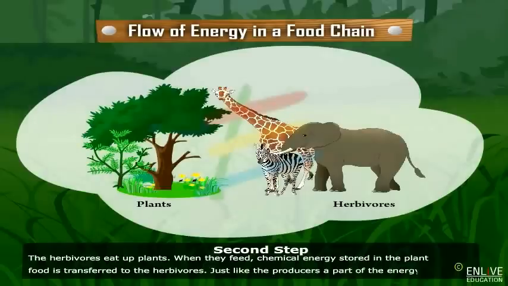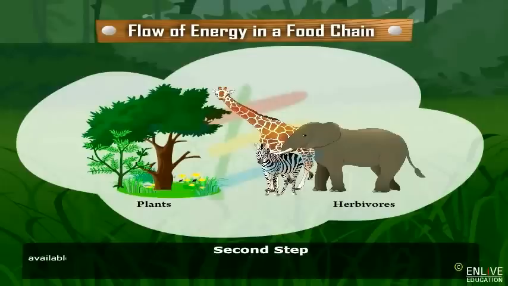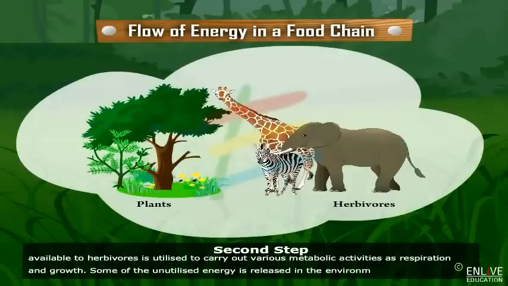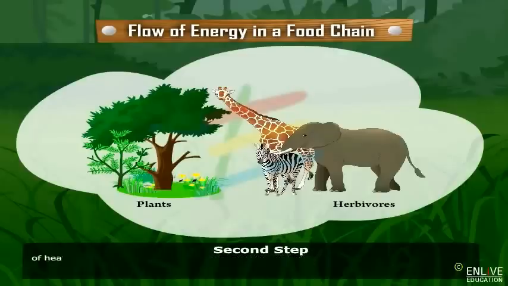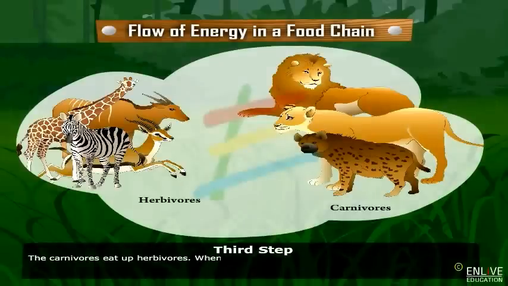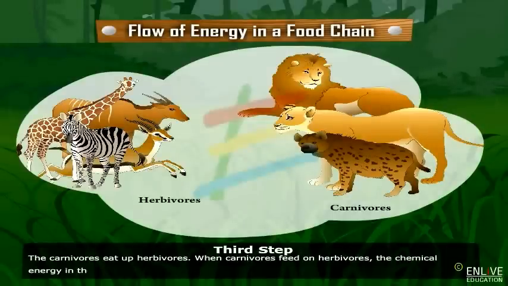Just like the producers, a part of the energy available to herbivores is utilized to carry out various metabolic activities as respiration and growth. Some of the unutilized energy is released in the form of heat into the environment. Third step, the carnivores eat up herbivores. When carnivores feed on herbivores, the chemical energy in the form of food is transferred to them.